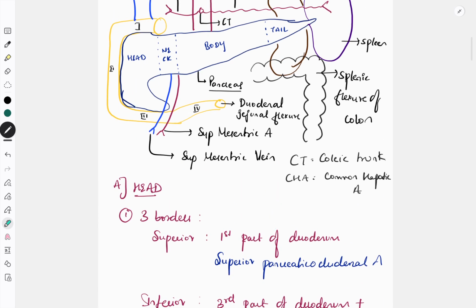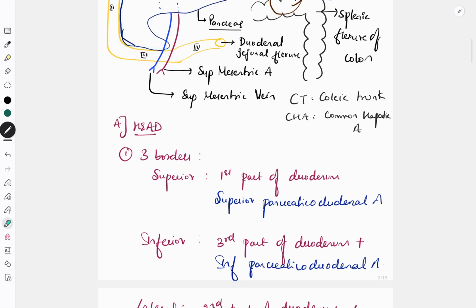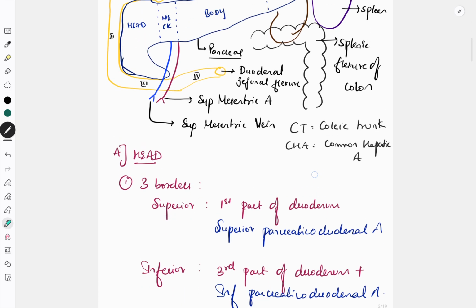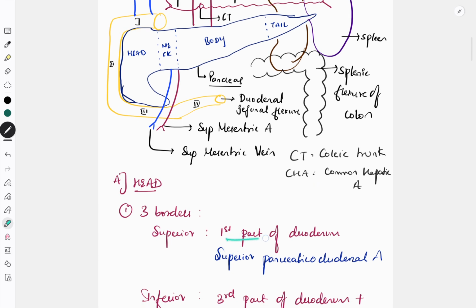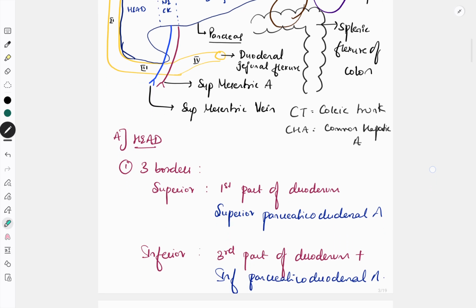Okay, so the three borders are nothing but the superior border, the inferior border, as well as the lateral border. The superior border is related to the first part of the duodenum. You can see it in this diagram. Along with that, you need to remember that the superior pancreatico-duodenal artery also comes there. It's very easy to remember.